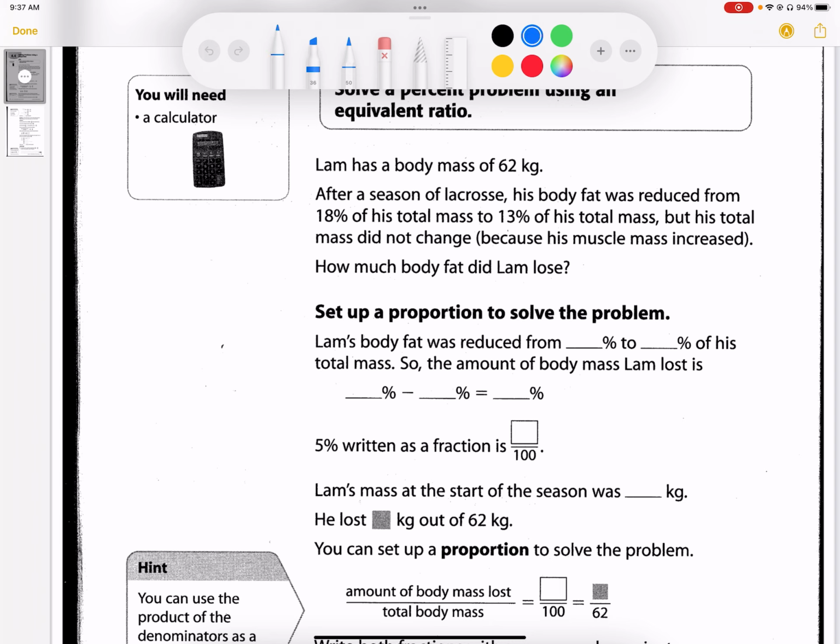we went from 18% to 13%. So we need to figure out how much we lost. So we're going to subtract those two. 18 minus 13% represents 5%. Okay, they give you a hint right here, 5%. And then to write this as a fraction, 5% literally means out of 100. So a fraction out of 100 is going to be 5 out of 100.